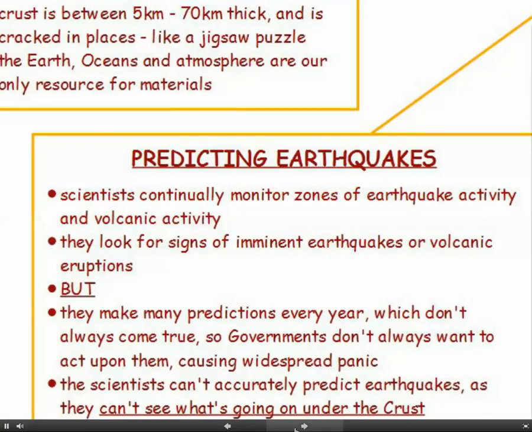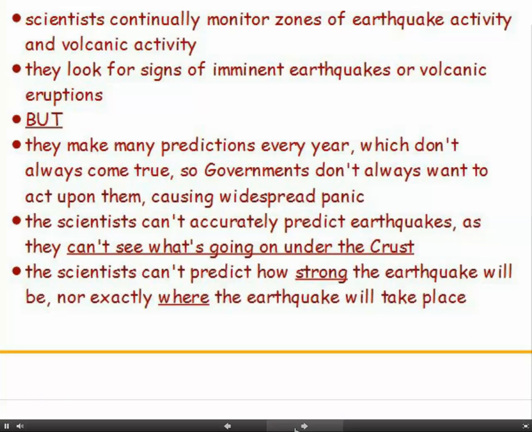Predicting earthquakes. Now, scientists continually monitor zones of earthquake activity and volcanic activity. They look for signs of imminent earthquakes or volcanic eruptions. The trouble is they make many predictions every year which thankfully don't always come true, but it means that governments don't always want to act upon them because it causes widespread panic. The scientists can't accurately predict earthquakes because they can't see what's going on under the crust, and they can't predict how strong the earthquake will be nor exactly where the earthquake will take place.